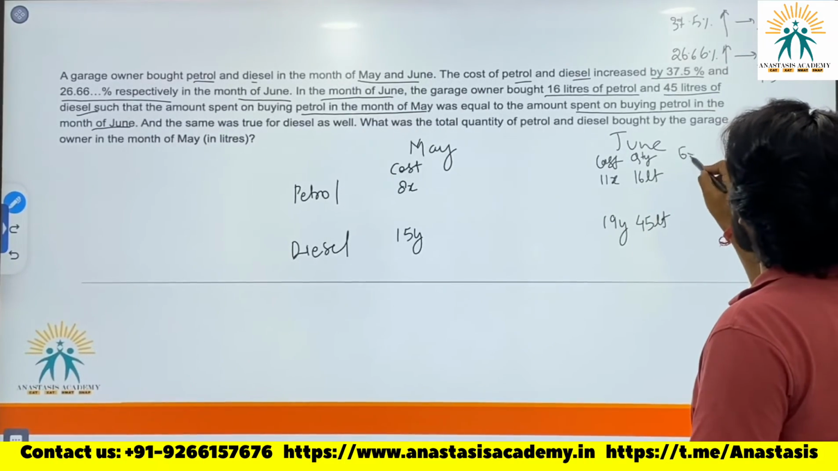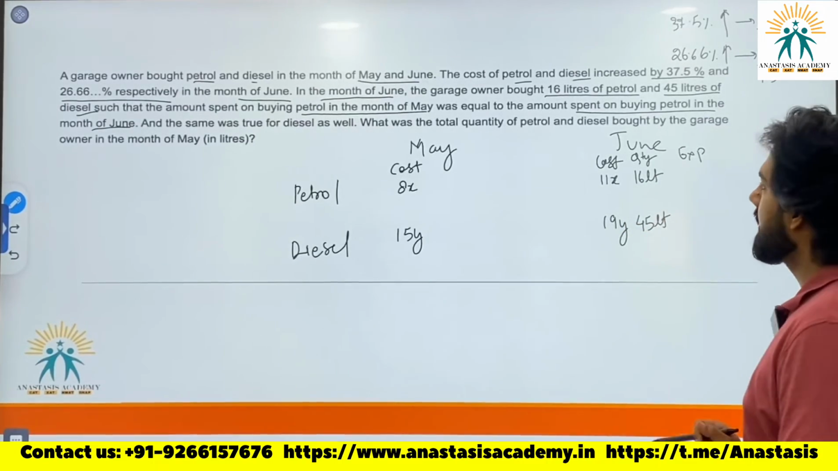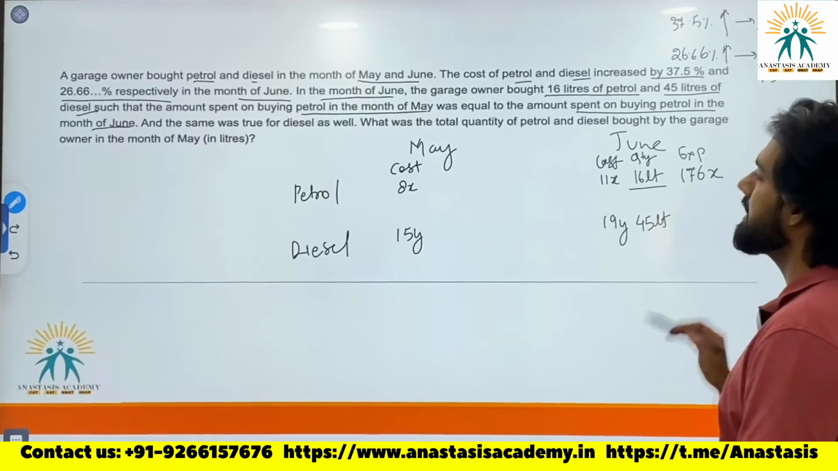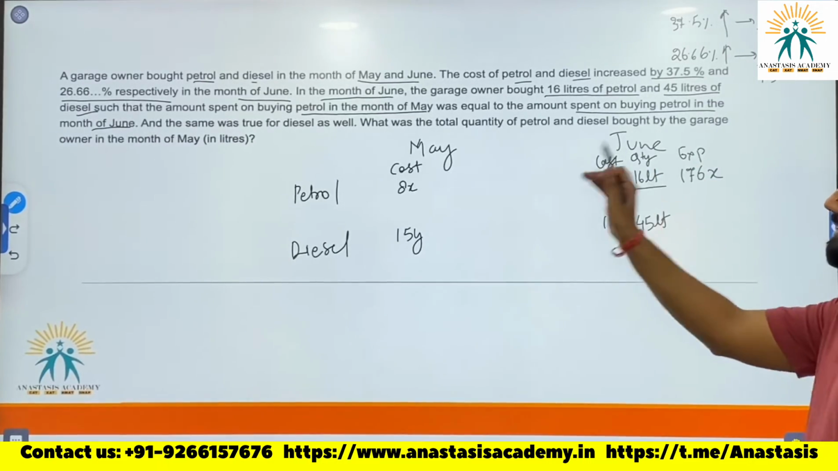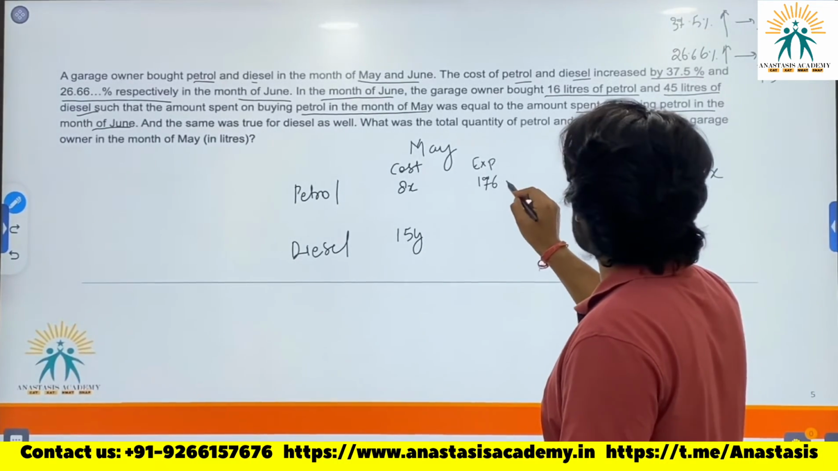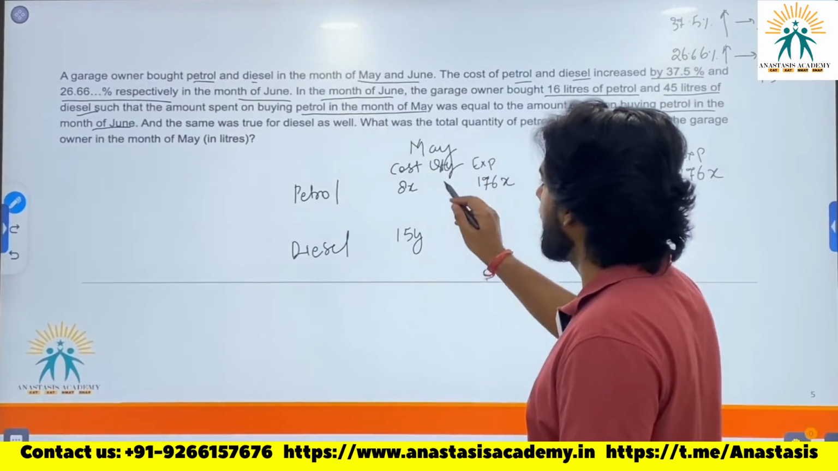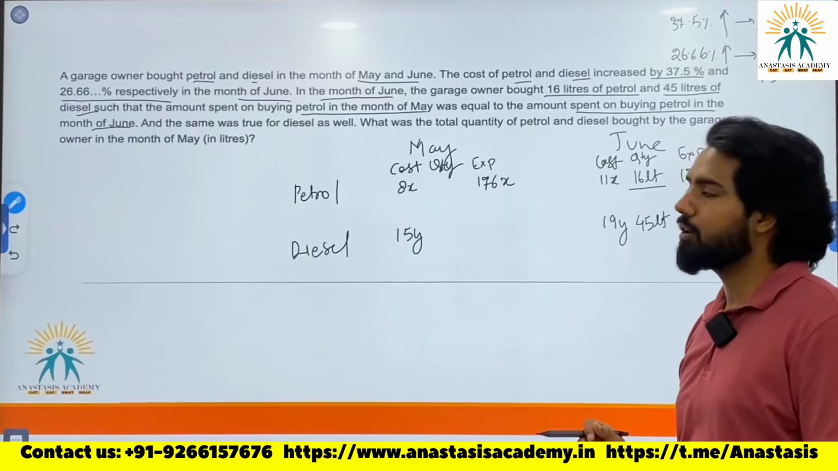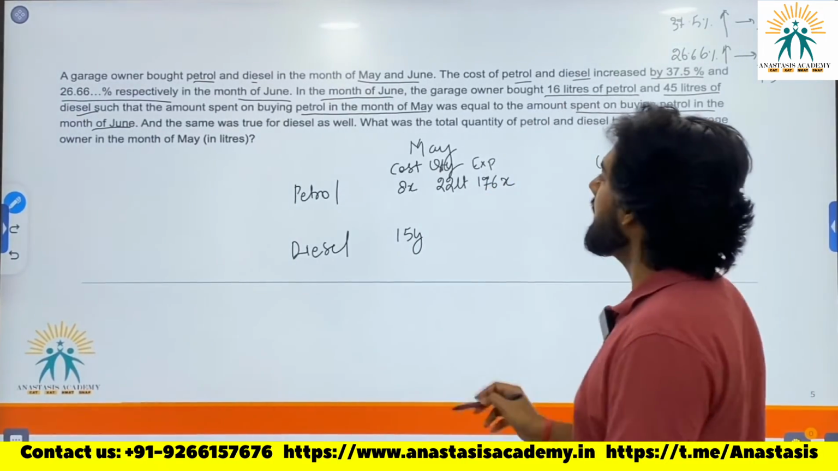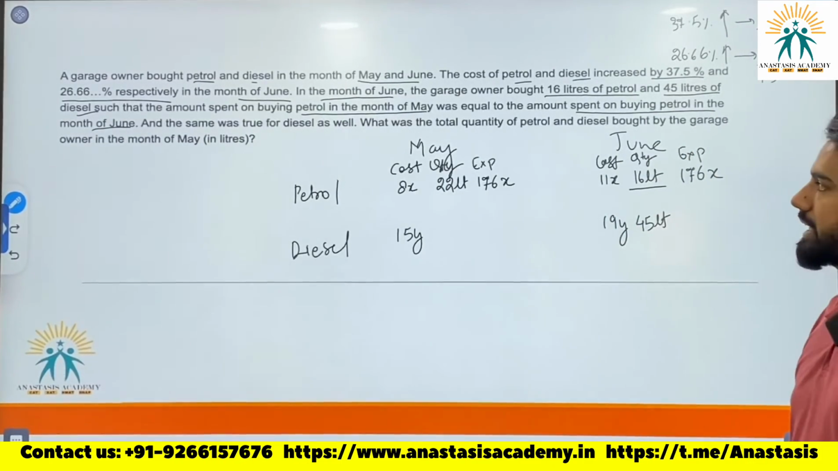So expenditure in this month June would be, cost of petrol is 11x and quantity bought is 16, so 176x would be the expenditure. Now this must be the expenditure in May also. So in May expenditure is same as June, which is 176x. Now I can easily find the quantity bought in May, which is expenditure divided by cost. It is 2 times 16. So 22 liters of petrol was bought in May by the garage owner.